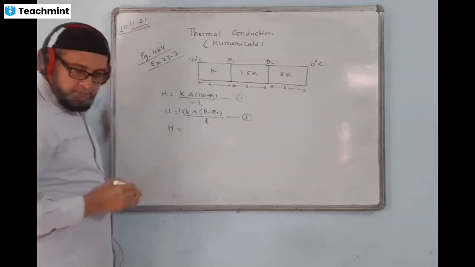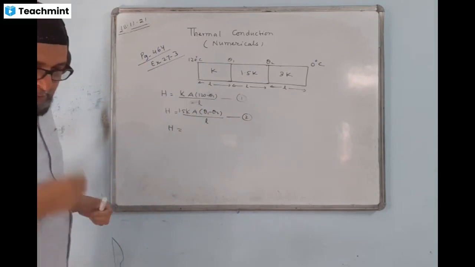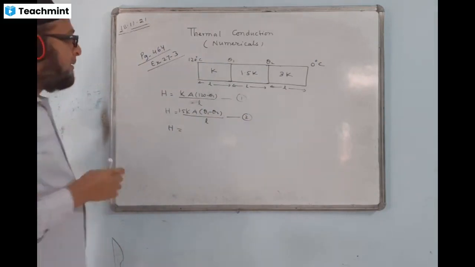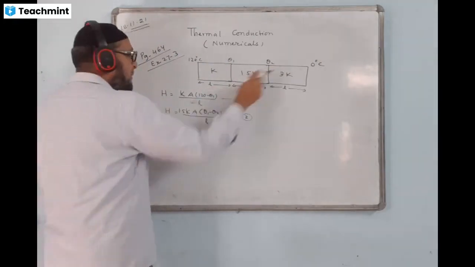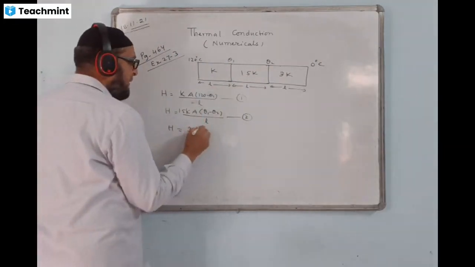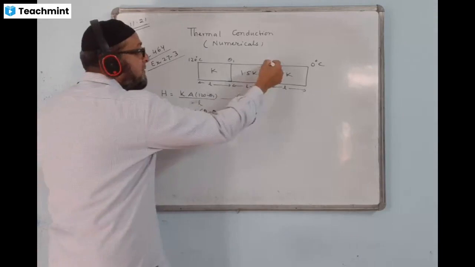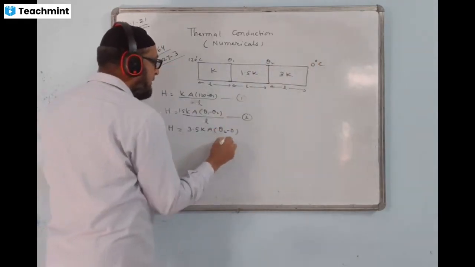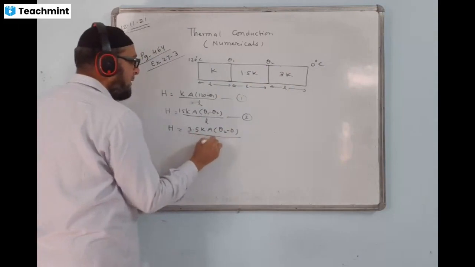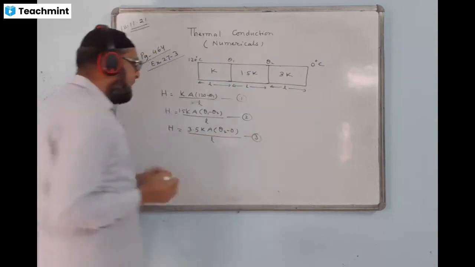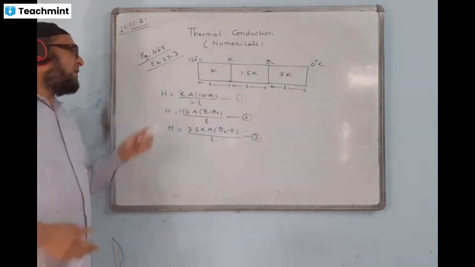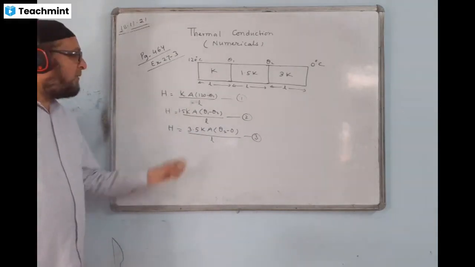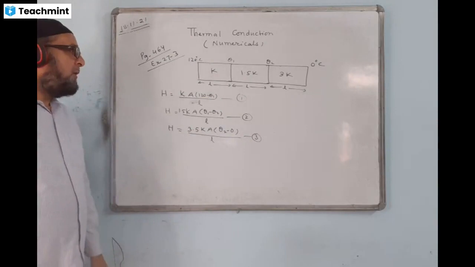Third case, the value will come, third block 3 K area, the temperature difference comes theta 2 minus 0. That means theta 2 only, theta 2 minus 0 by L, equation 3. Now we have to solve these three equations simultaneously and find the value of theta 1 and theta 2.